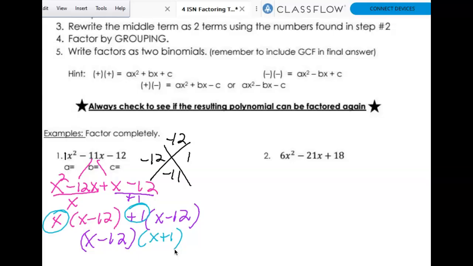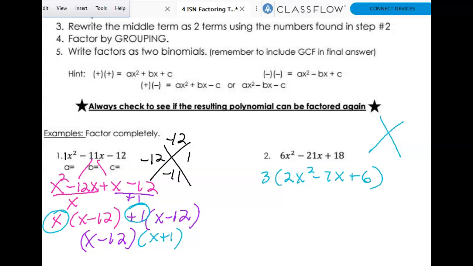On the next one, do I have a greatest common factor? 3. Okay, y'all do this one.